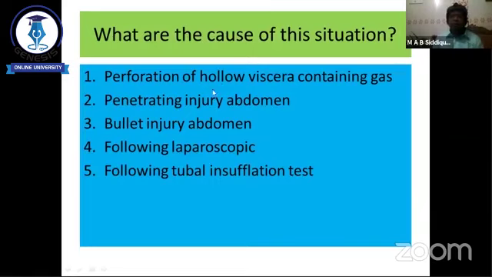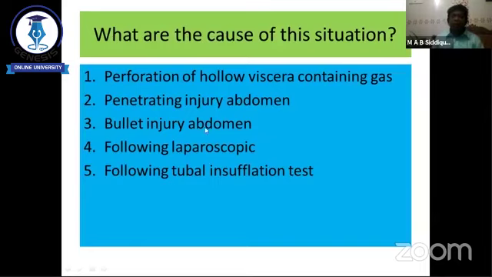70% of patients present with this crescentic type of gas shadow. Usually the ileal perforation does not present with a gas shadow because the perforation is usually small and does not produce so much gas to be retained under the diaphragm.